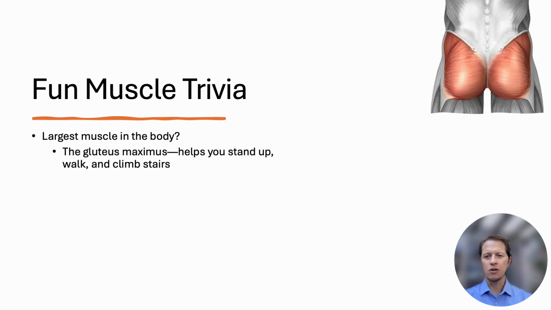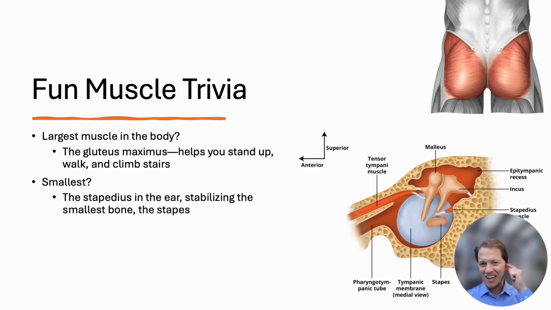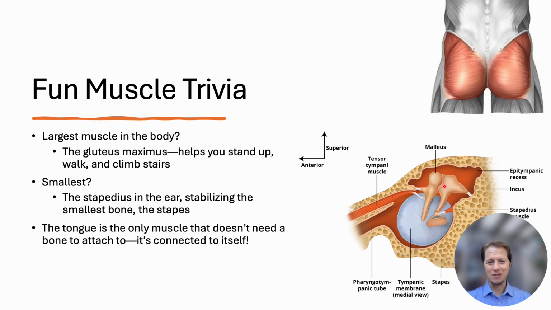Now, of course, if we have a largest muscle in the body question, we are going to have a smallest. Does anyone know what that one is? It's a really small one, the stapedius muscle right inside the ear, and it stabilizes the smallest bone, the stapes. So that tiny little stapedius muscle, it is really small. If you recall, the stapes is like the size of a grain of rice. The stapedius muscle is even smaller than that, maybe about half of a grain of rice. That is a tiny little muscle.